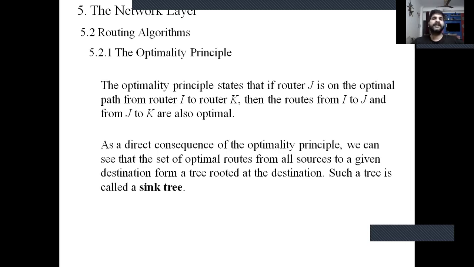So next, the routing optimality principle is used. What is the meaning of the optimality principle? The optimality principle states that if router J is on the optimal path from router I to router K, then the routes from I to J and from J to K are also optimal. As a direct consequence of the optimality principle, the set of optimal routes from all sources to a given destination forms a tree rooted at the destination. Such a tree is called a sink tree.